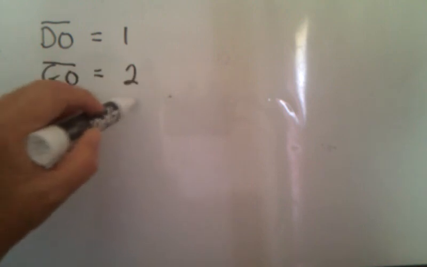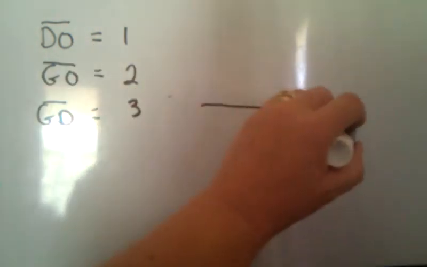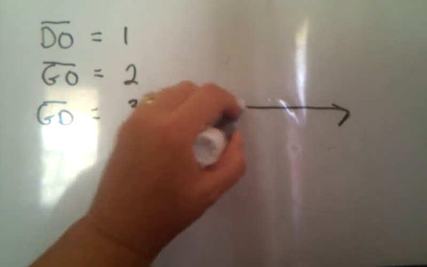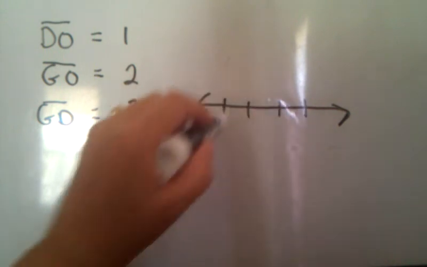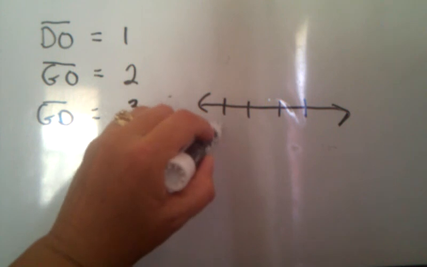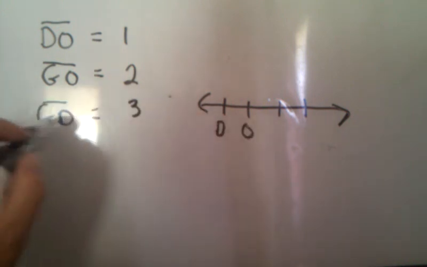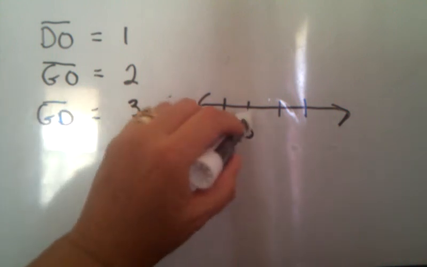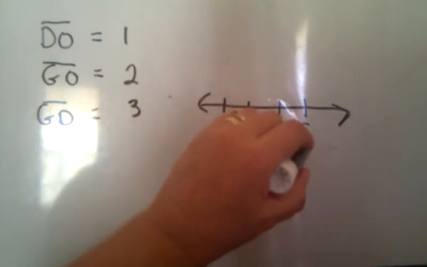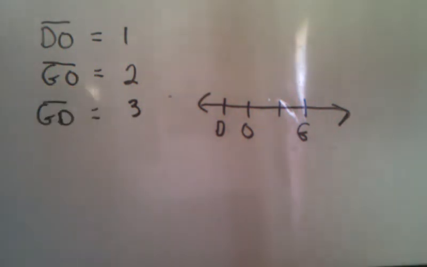Let's see. Okay. Let's use different numbers. So let's make this easy. Let's go 1, 2, and 3. Okay. Here we go. Okay. D to O is 1. D, O. G to O is 2. G to D is 3. 1, 2, 3. Okay. So O is in the middle.